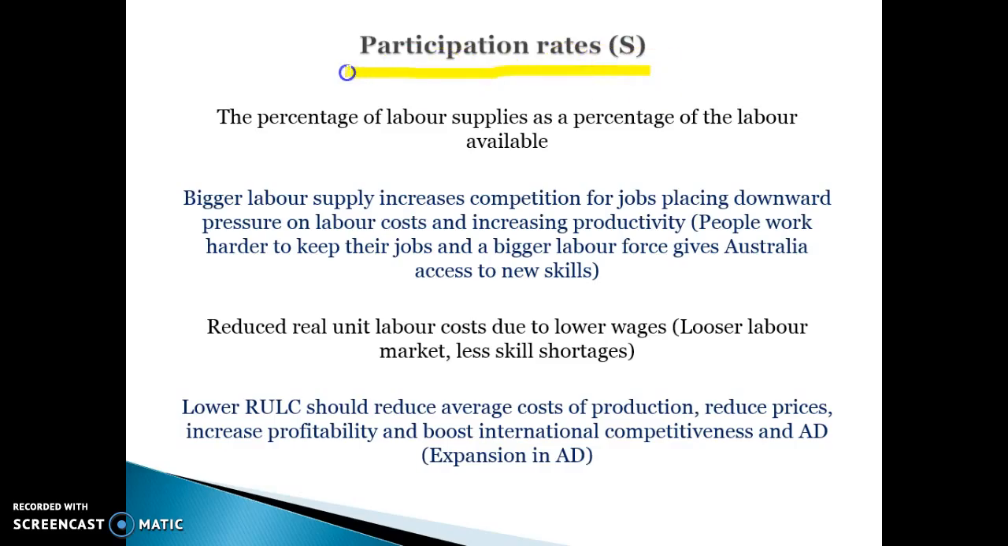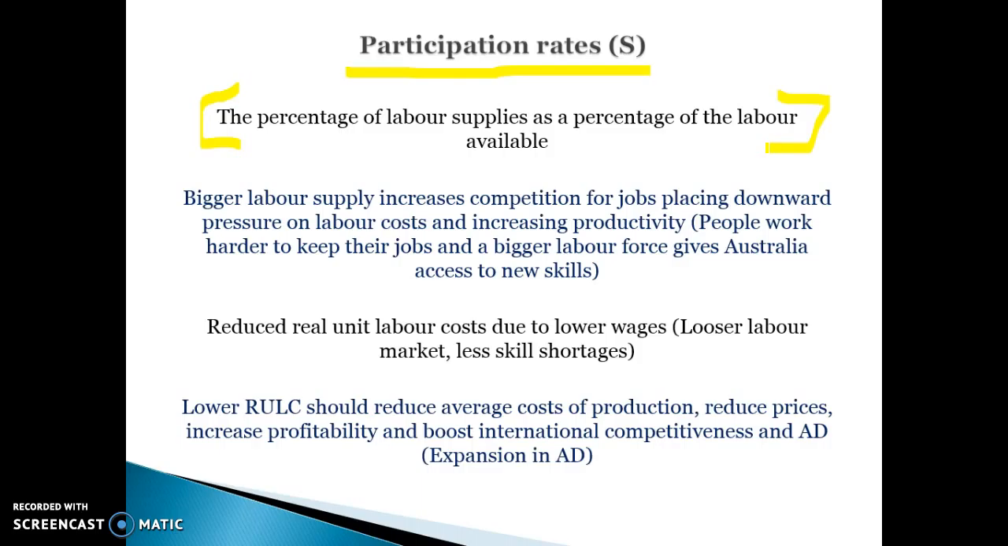Participation rates is a key one, and we've talked about this a little bit when we talked about taxes, and we'll talk about it again when we look at an ageing population. But basically a participation rate is the labour supply as a percentage of the total labour available. The exact definition is the percentage of people employed plus unemployed looking for work as a percentage of all the people over 15. So if there's a higher participation rate, it means that more people over 15 are looking for a job or want to work.